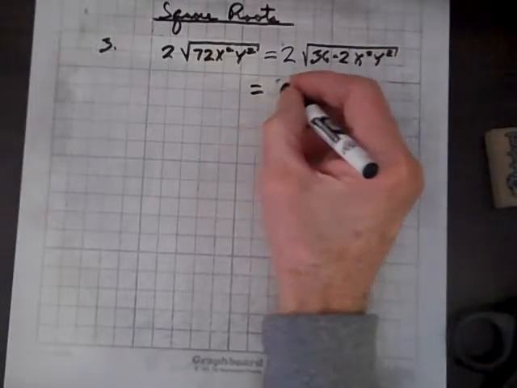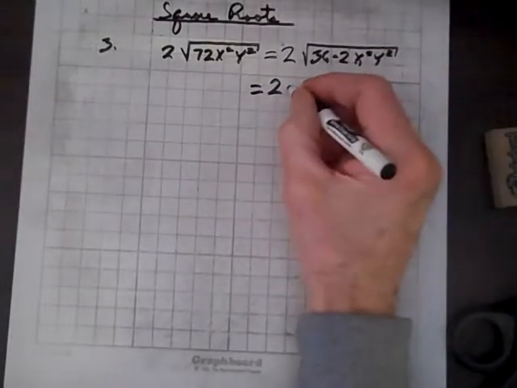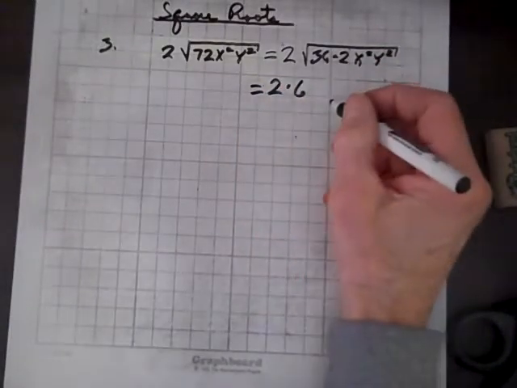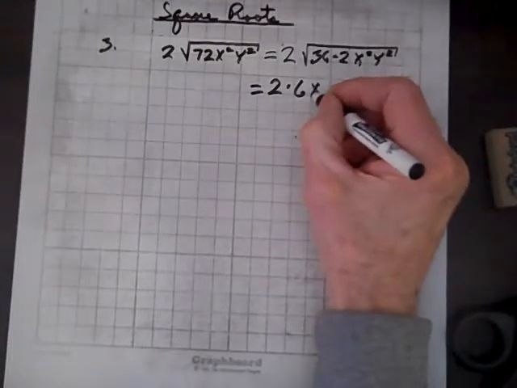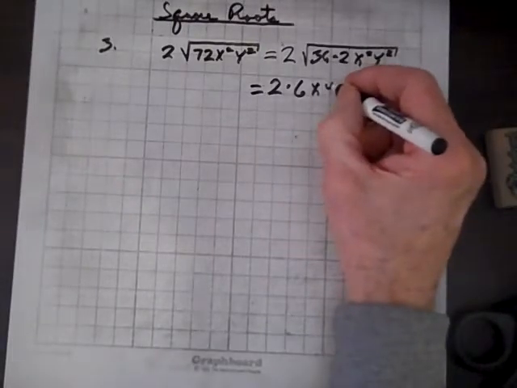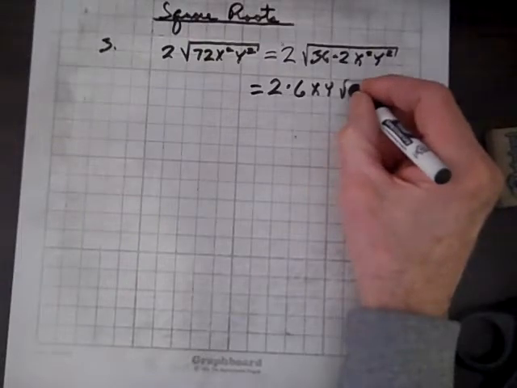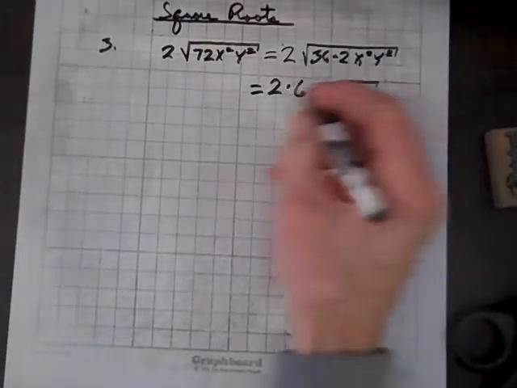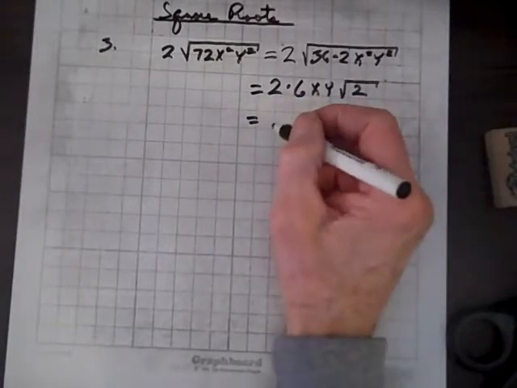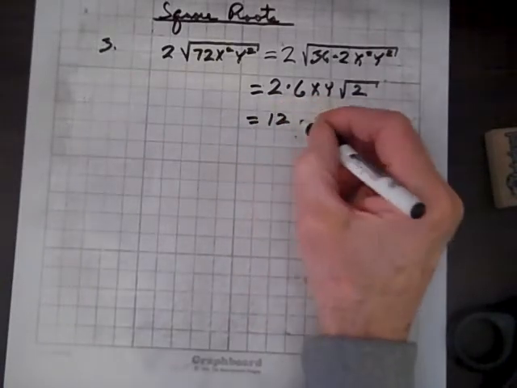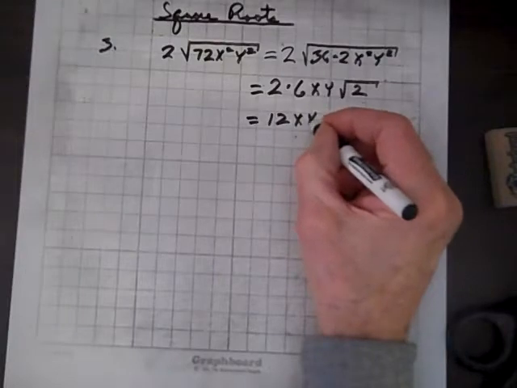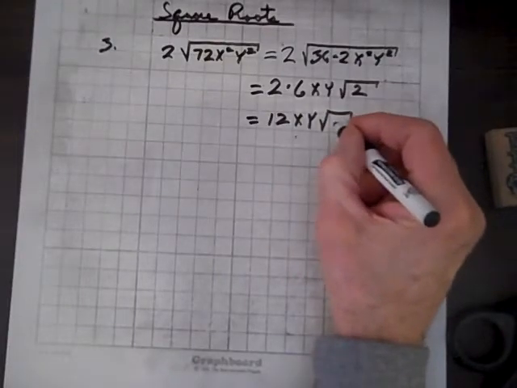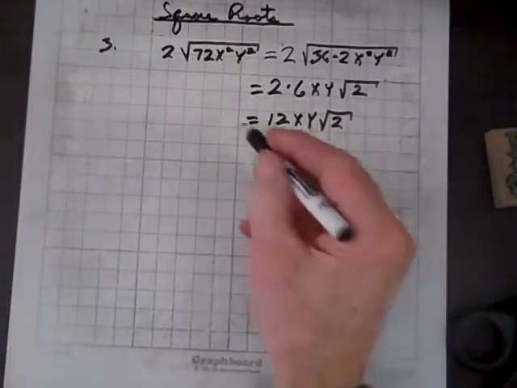Now the square root of 36 is 6. The square root of x squared is x. The square root of y squared is y. And what remains under the radical? Well, Mr. 2 does. And now we'll simplify this. We get 12xy square root of 2, and we're done.